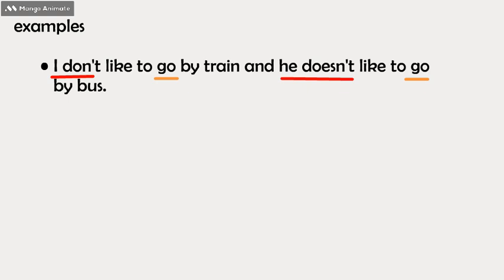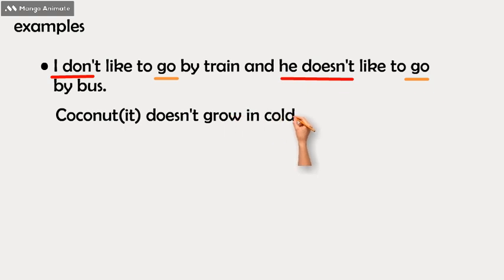The next example is coconut doesn't grow in cold area. We can use the pronoun it instead of coconut. Then we can say it doesn't grow in cold area. It means it doesn't happen all the time.